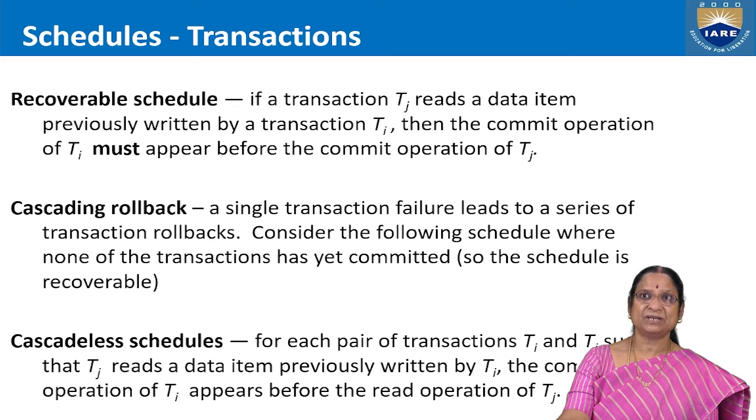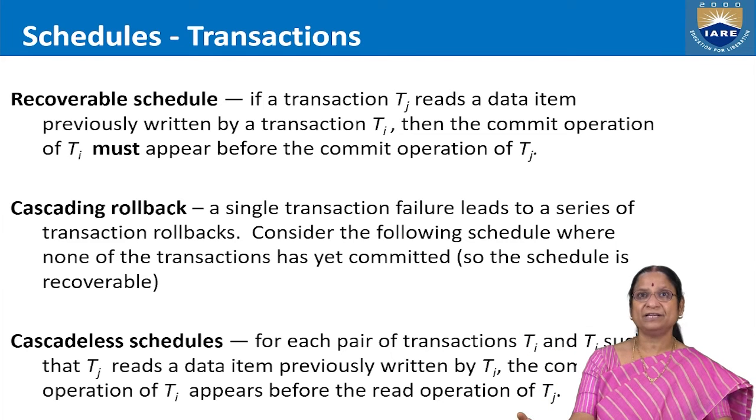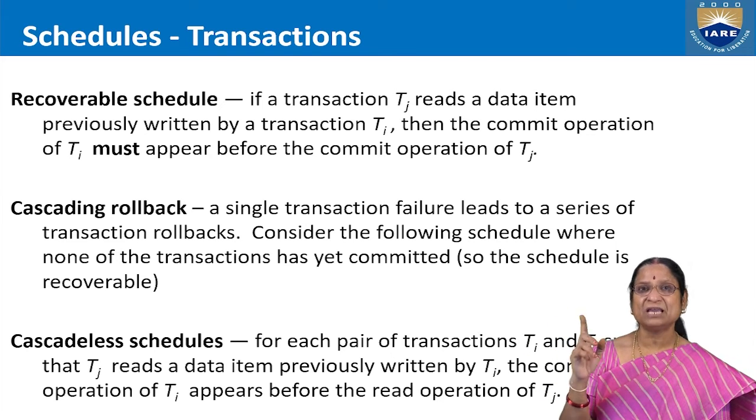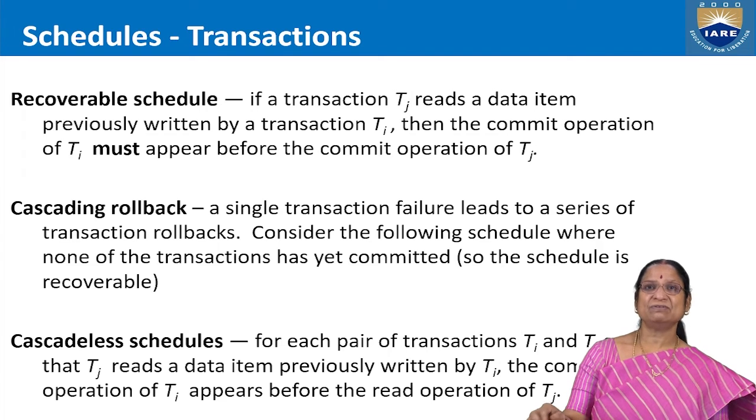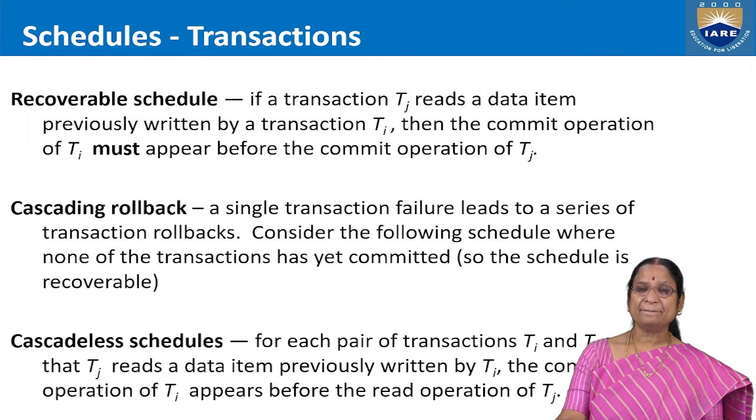Recoverable schedules means if any transaction Tj reads a data item previously written by some other transaction Ti, then the commit operation of Ti must appear before the commit operation of Tj. Because Tj is using the data updated by Ti, Ti must be committed first. Then Tj will be committed. That way, if any problem occurs in Ti, it will not be reflected in Tj.